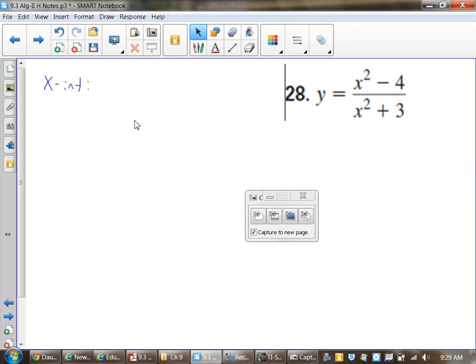X-intercepts, zeros of the numerator. What are the zeros of the numerator? What did you get for the horizontal the last one? 0. 2. That's what I thought. 2 plus or minus 2. Vertical asymptotes. I have none. And then my horizontal asymptote is where? Very good. Remember, your horizontal asymptote is always going to be.